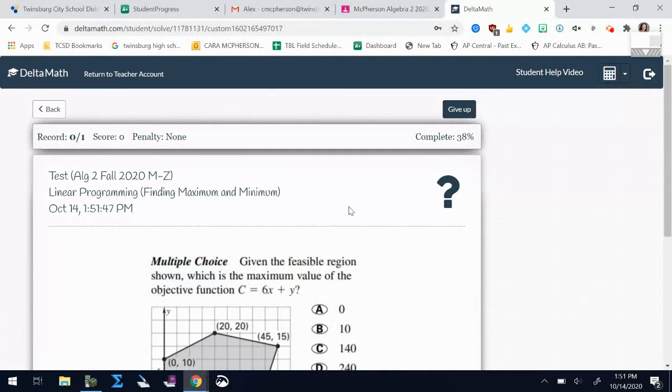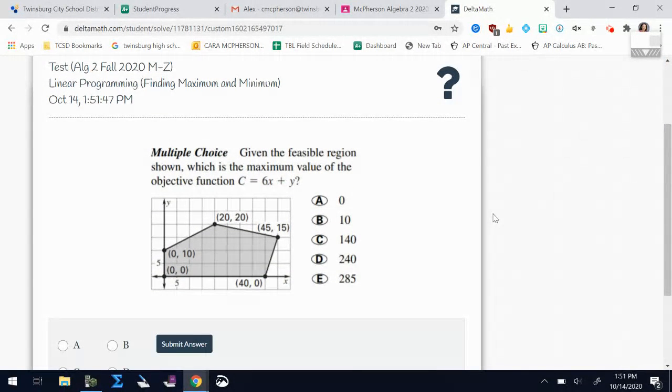Now we're going to move on to linear programming, or sometimes it's called optimization, finding maximums and finding minimums. You can even see the topic here. So this is a multiple choice question. They give you the feasible region already. It's this bounded feasible region. And they also tell you all the vertices. The vertices are the keys to finding out what the minimum is or what the maximum is.